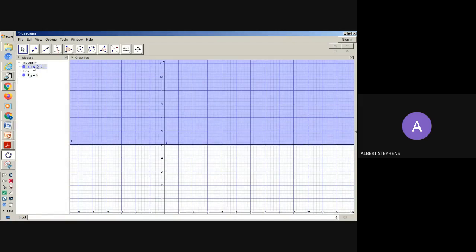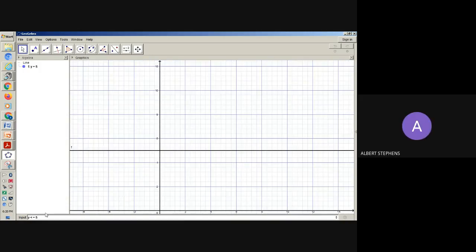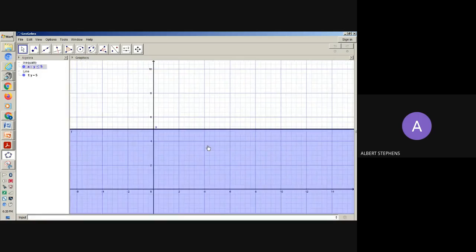All right. So if I say y less than or equal to 5, where would that be? Going down. All right. Let me see. Y less than or equal to 5. Okay. Right. Cool. Going down.